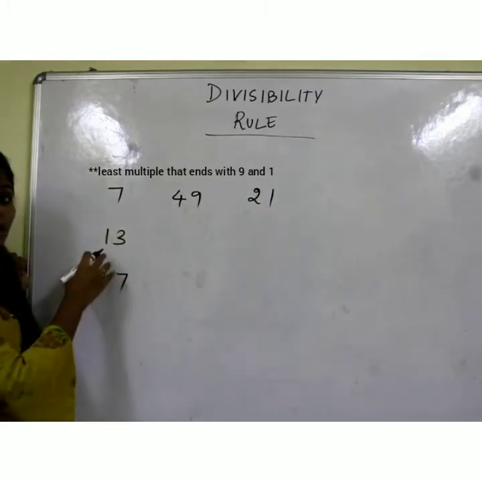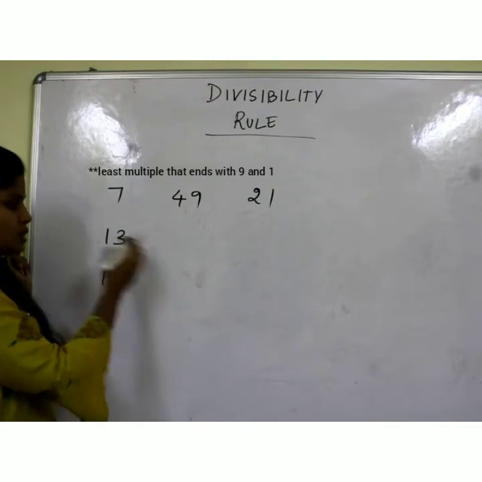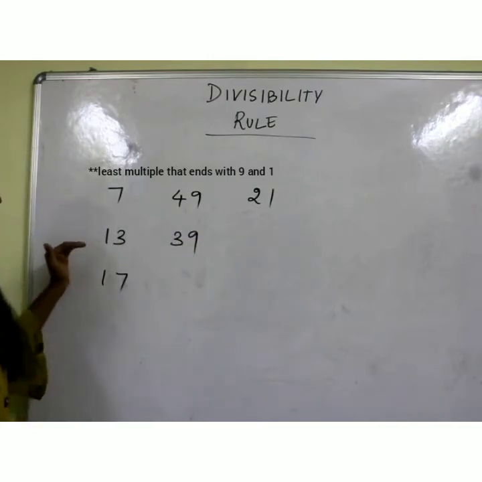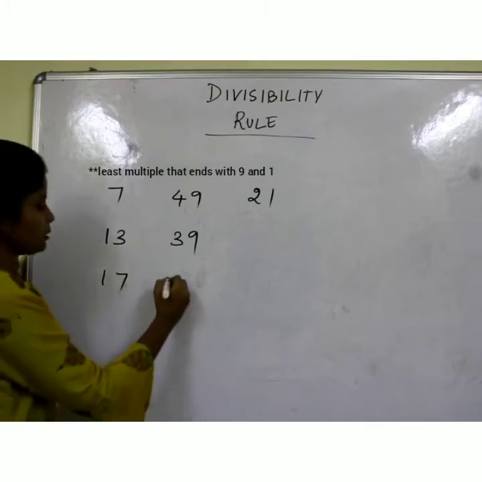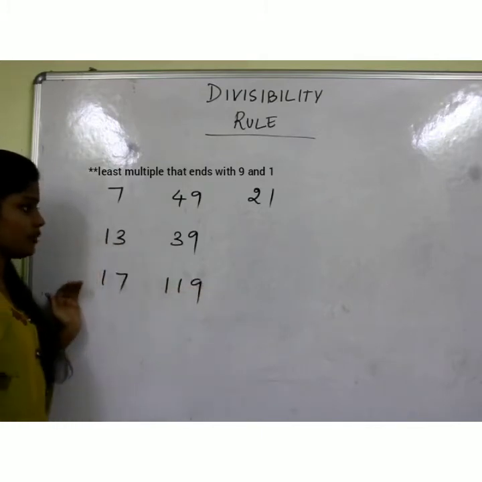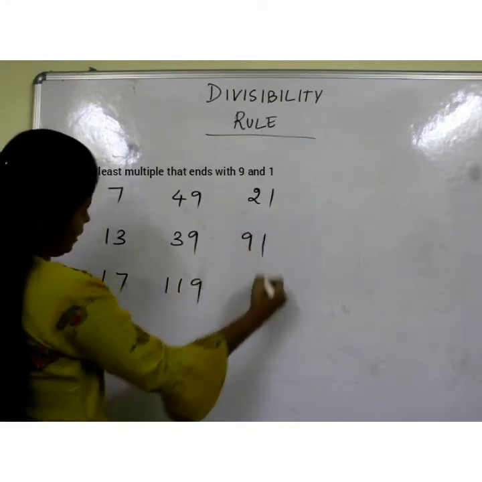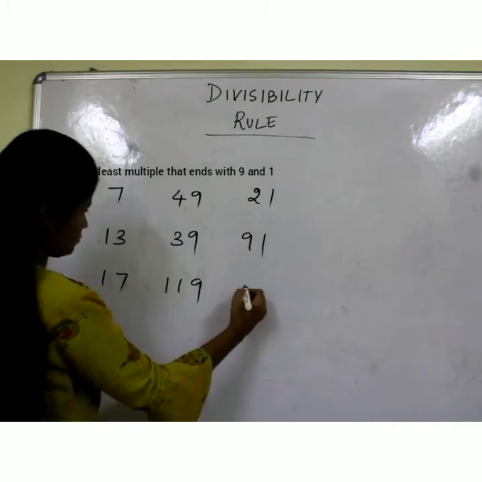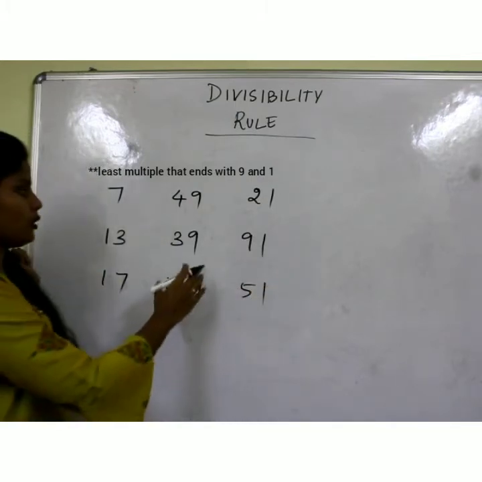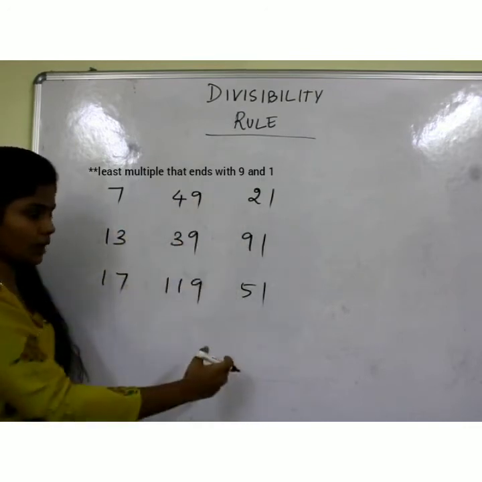Similarly, the lowest multiple of 13 which is ending with 9 is nothing but 39. Similarly, for 17 it's nothing but 119. Likewise, the multiples of 13 and 17 ending with 1 are nothing but 91 and 51.